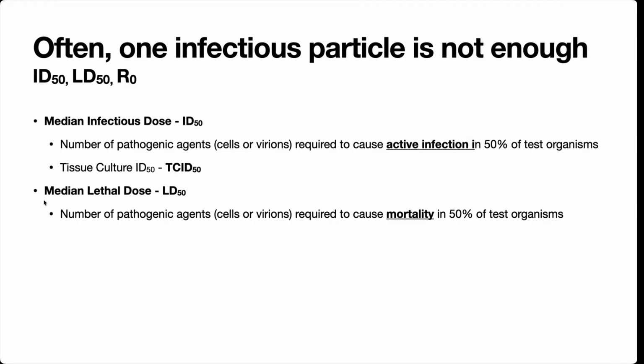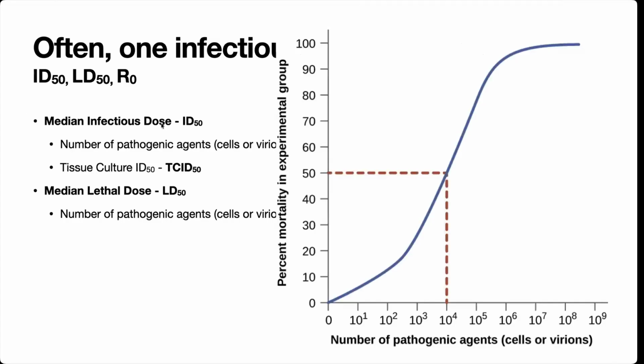And then we have the median lethal dose. And so this would be things like when you're studying anthrax, for instance, is the number of pathogenic agents that are required to cause mortality in 50% of the test organisms. And this is what that ends up looking like.